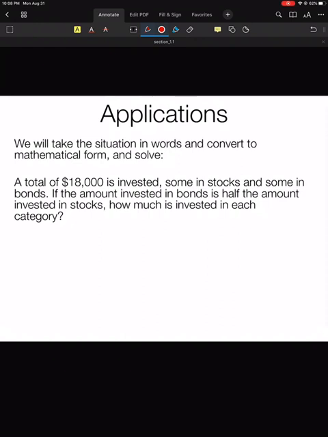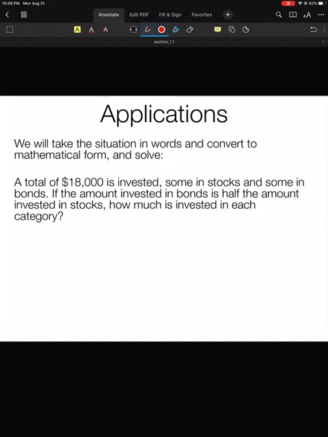So here we go. A total of $18,000 is invested by someone, some in stocks and some in bonds. If the amount invested in bonds is half the amount invested in stocks, how much is invested in each category? Okay, so we need to turn this into mathematical form.